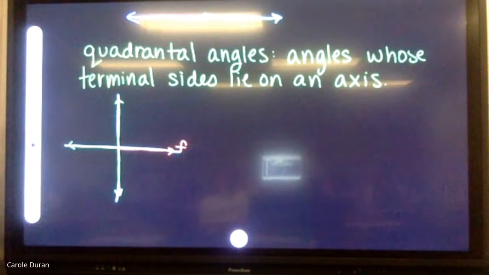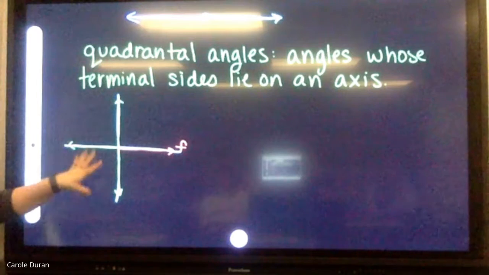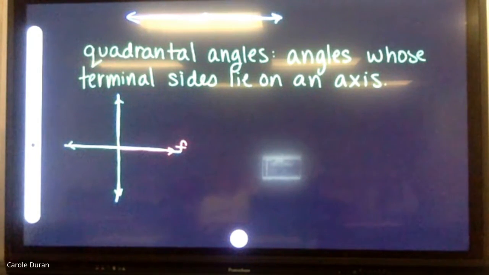So it lies along the axes where my quadrants separate themselves. Remember, this is quadrant 1, 2, 3, and 4. So if it lies along my axes, it's a quadrantal angle. Okay?